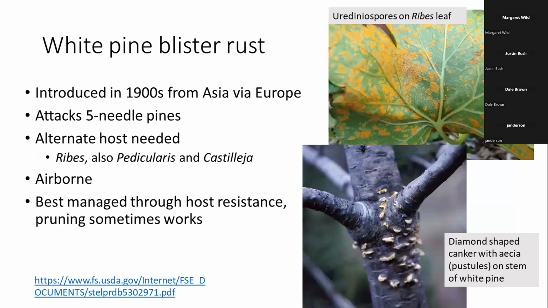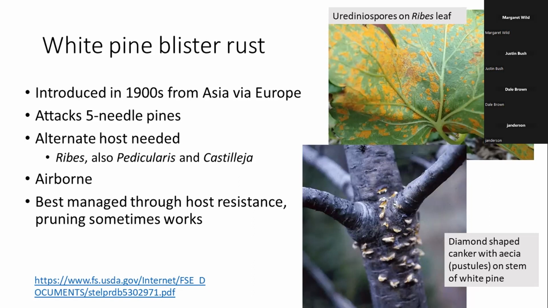So one of these invasive diseases that you might run across in the forest is white pine blister rust. This organism is a fungus that came into the US from Asia originally, by way of Europe, in the early 1900s, and it infects 5-needle pines like white pine, western white pine, eastern white pine, whitebark pine, those pines.